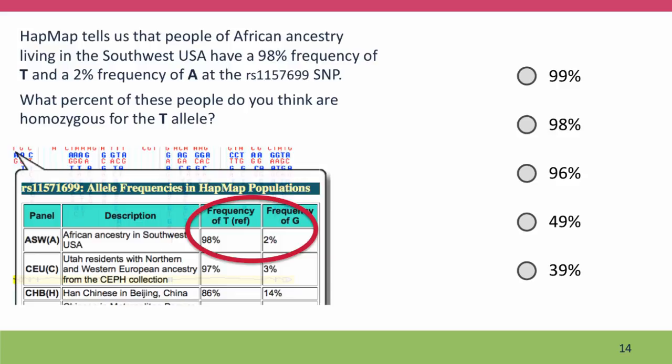So HapMap tells us that for this particular SNP, and I don't remember where it is in the genome, there's a T allele that's in 98% of the alleles in African Americans were T, and only 2% were G. What percent of these African Americans do you think are homozygous for the T allele? So you've got the frequency of the allele. What we want to know now is the frequency of people who are TT, not the people who are TG or GG. We don't want those. We want these people.